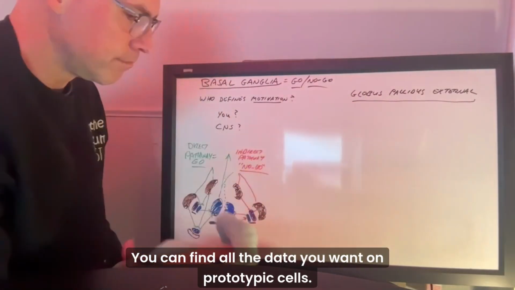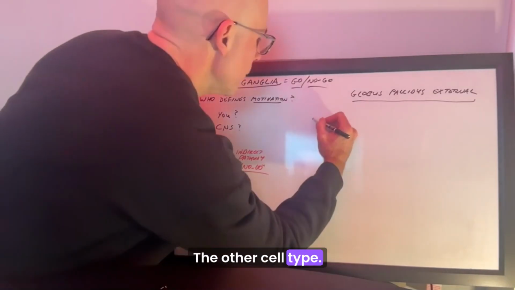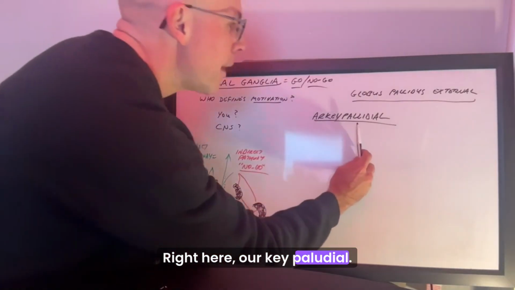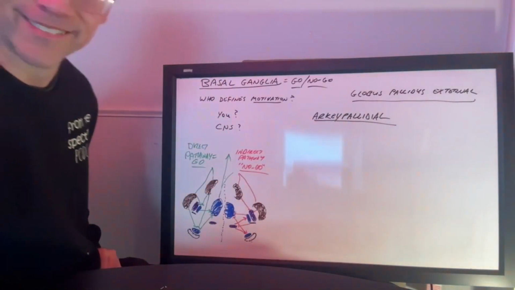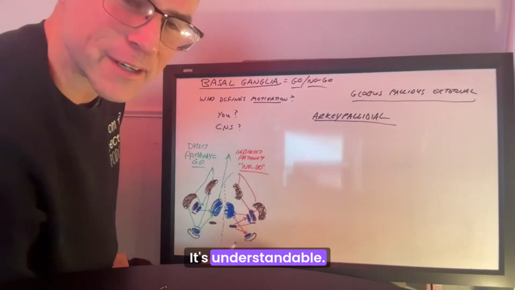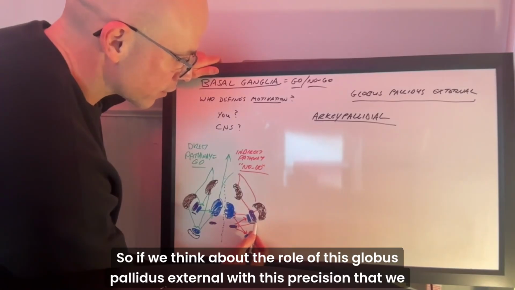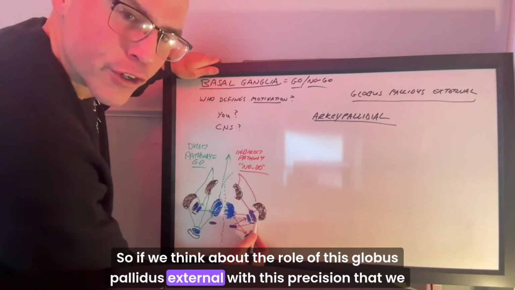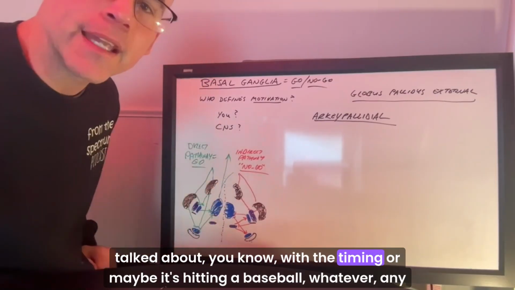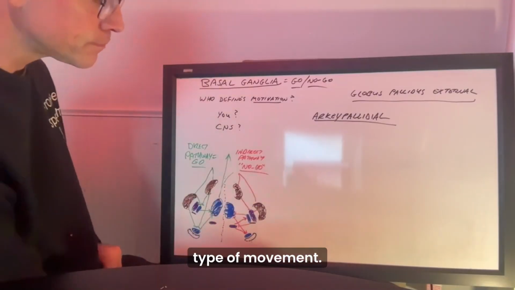You can find all the data you want on prototypic cells. The other cell type, right here, is arkypallidal. Sometimes it's called Archie for short. It's understandable. So if we think about the role of this globus pallidus external with this precision that we talked about, with the timing, or maybe it's hitting a baseball, whatever, any type of movement.